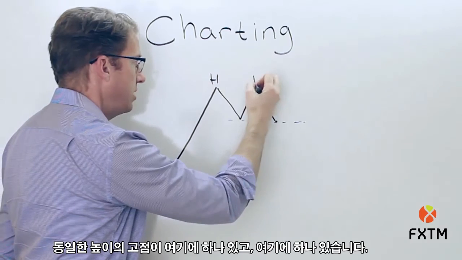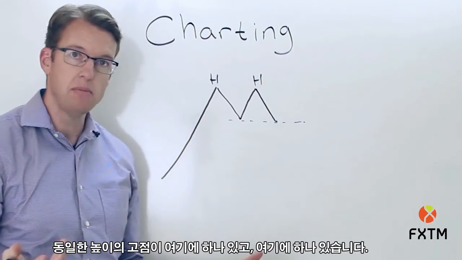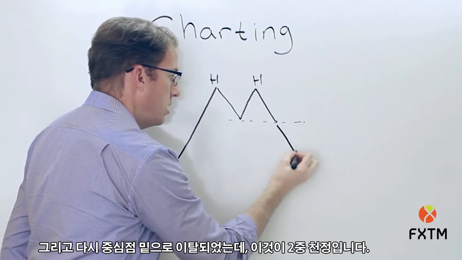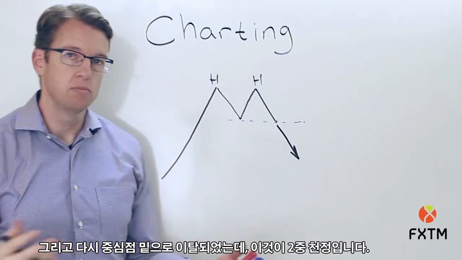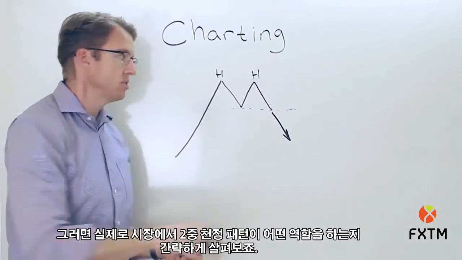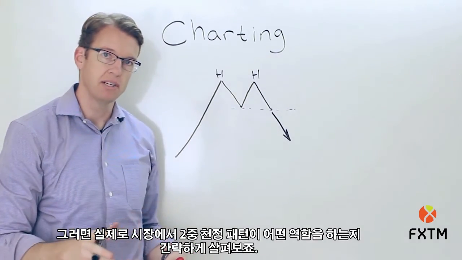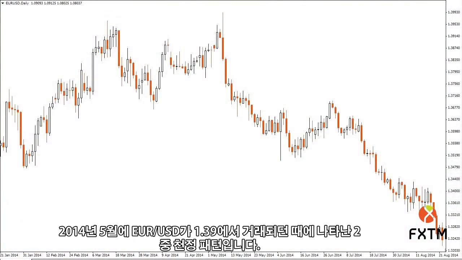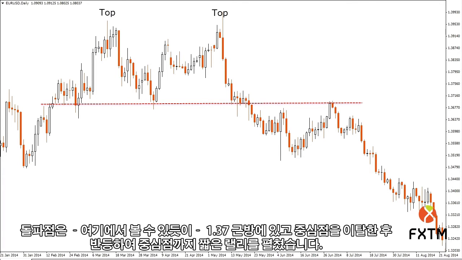So we have a high there and we have a high there, roughly at the same height. And then we have a break below the midpoint again. So this would be a double top. In fact, let's take a quick look at a double top so you can see how this plays out in the live market. This double top occurred in May 2014 as the euro to the US dollar was trading around 1.39 even. So the breakout point was at about 1.37, you can see that here.